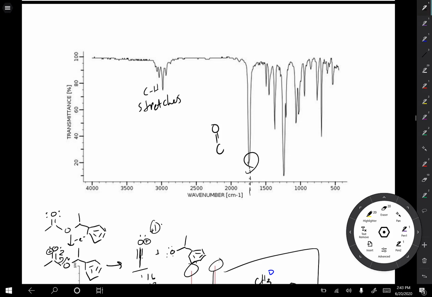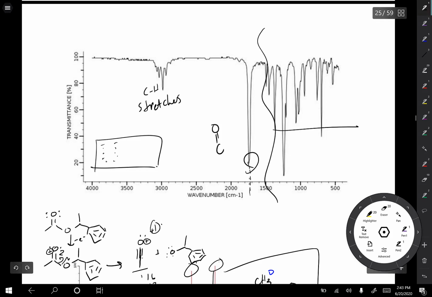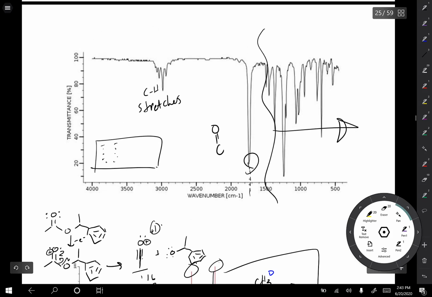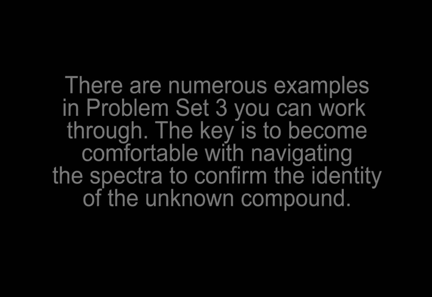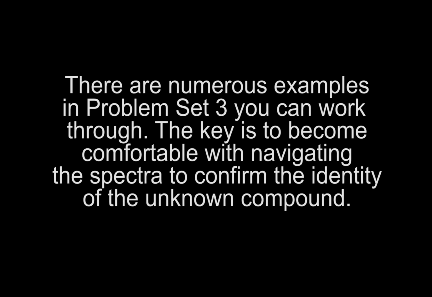Again, on the quizzes, I will have listed the table of the stretches. Again, fingerprint region, I don't expect you to tell me, although, what's this one? You guys can figure that one out. Okay, so that's it.